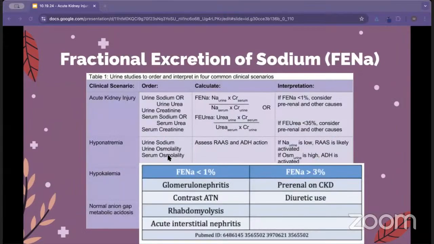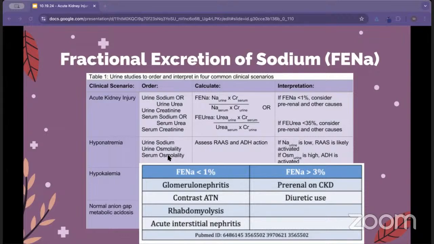There's also something called fraction excretion of sodium, or FENA, and that's basically a measure of the percentage of sodium that's excreted in the urine compared to what's filtered by the kidneys, and it helps to differentiate the causes of AKI. So if the FENA is less than 1%, it indicates pre-renal causes, because the kidneys are trying to retain sodium to maintain their blood volume.